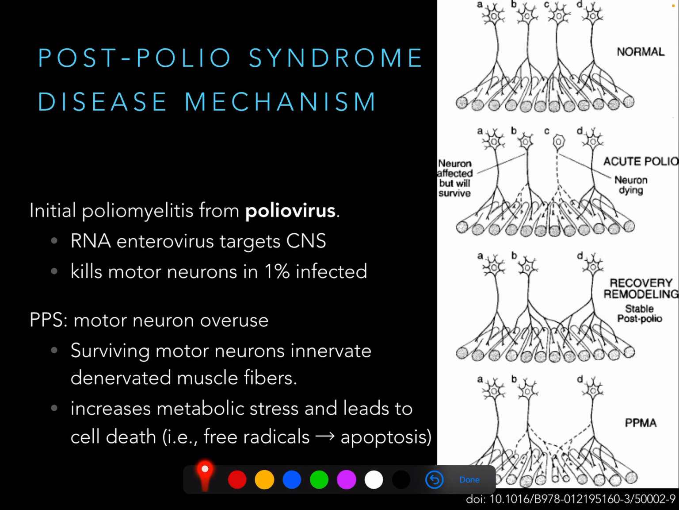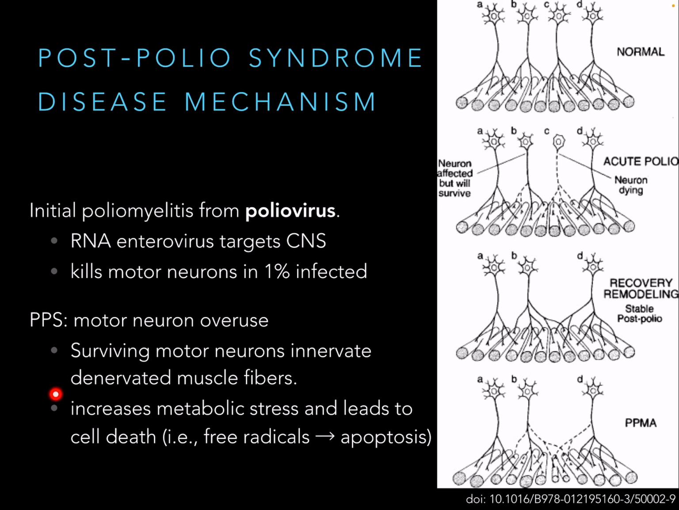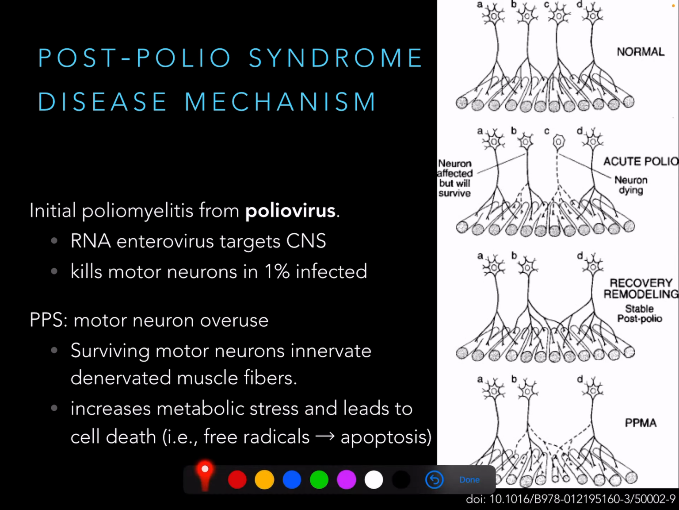But the neighbors had to pick up the slack, right? They had to grow more axons. That makes them more expensive. What happens? The same stuff that we've seen time and time again. So those surviving motor neurons that innervated those denervated muscle fibers now have more metabolic stress. And this leads to cell death the way it has in every other lecture. Free radicals permeabilize the mitochondria, and that leads to apoptosis.